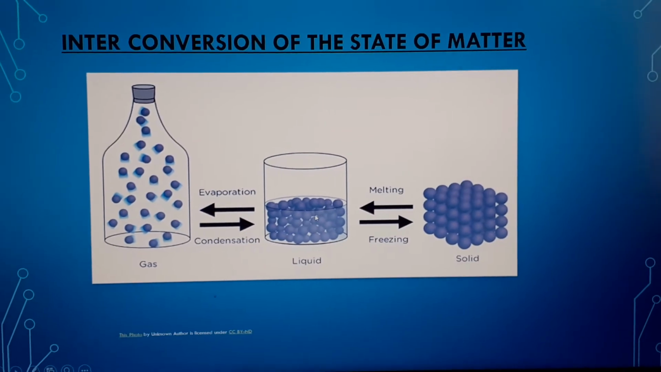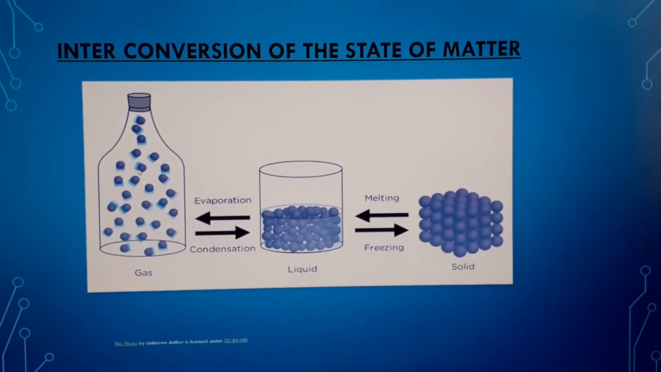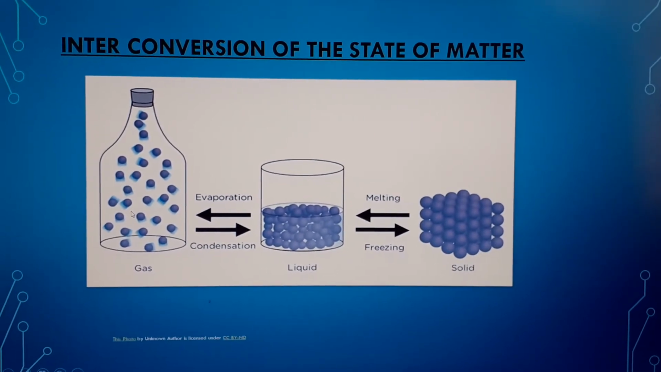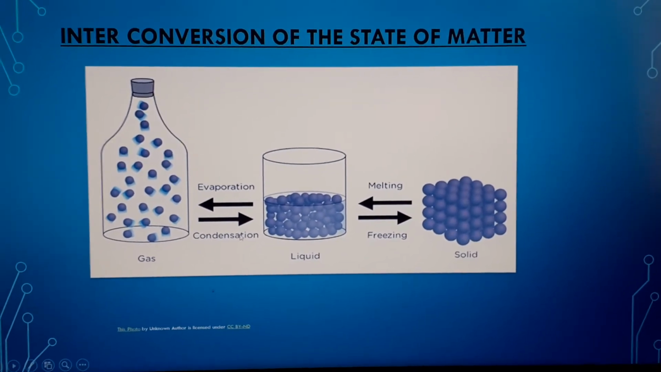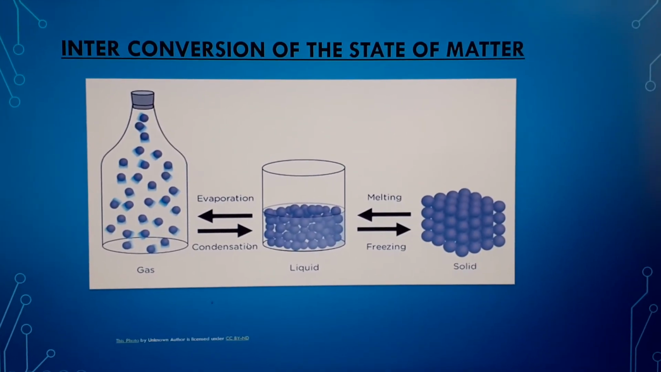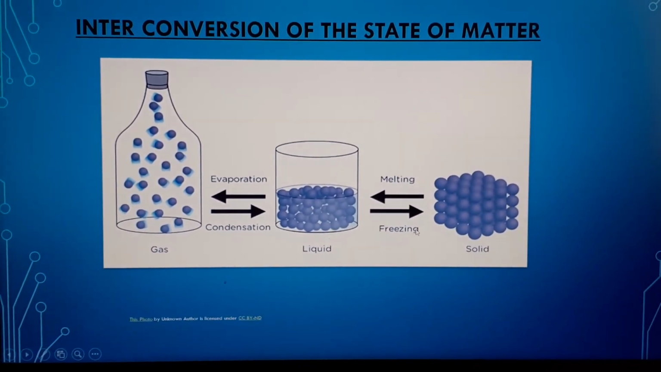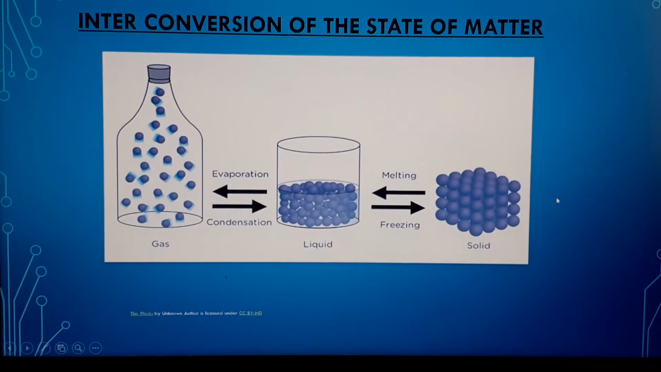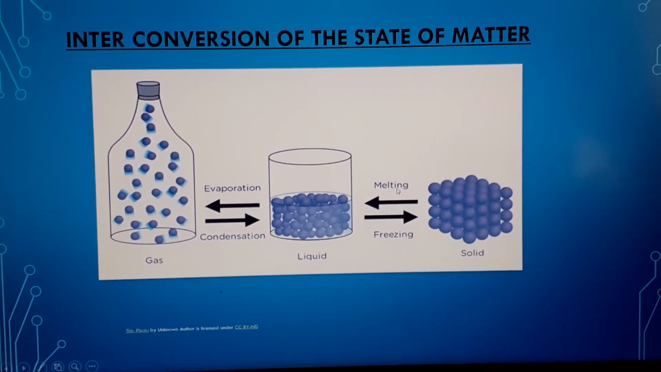Again we are heating this, it gets evaporated. That means it vaporizes. Then that is said to be gas. This is called evaporation. Next one, the reverse process. When we are cooling, this is said to be the condensation process. It changes into liquid. Again we are cooling, that means we are keeping it in the freezer. We are getting the solid. This is said to be interconversion of matter.